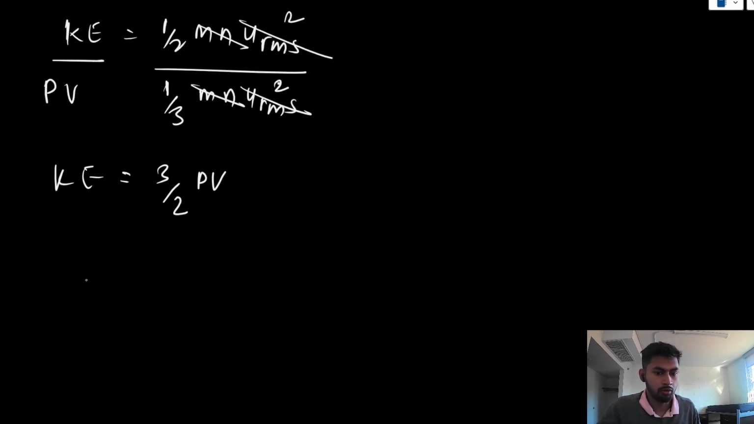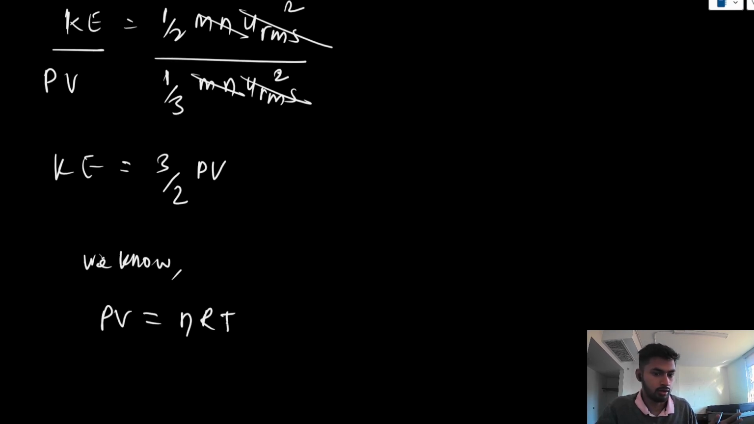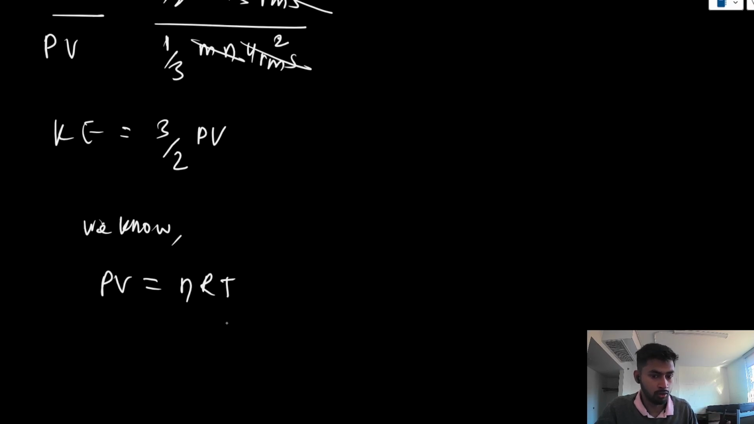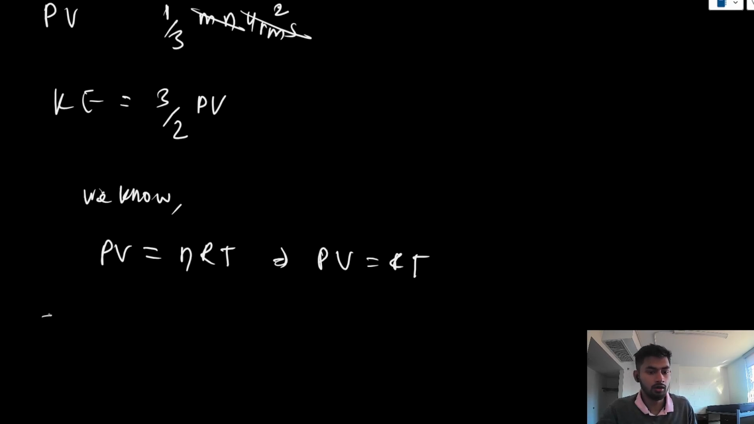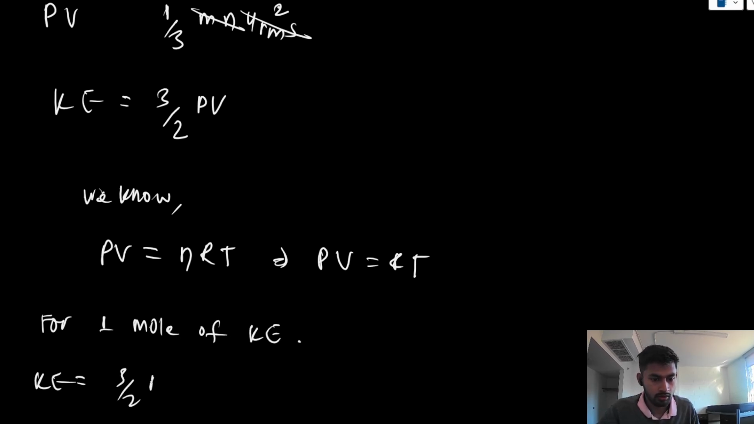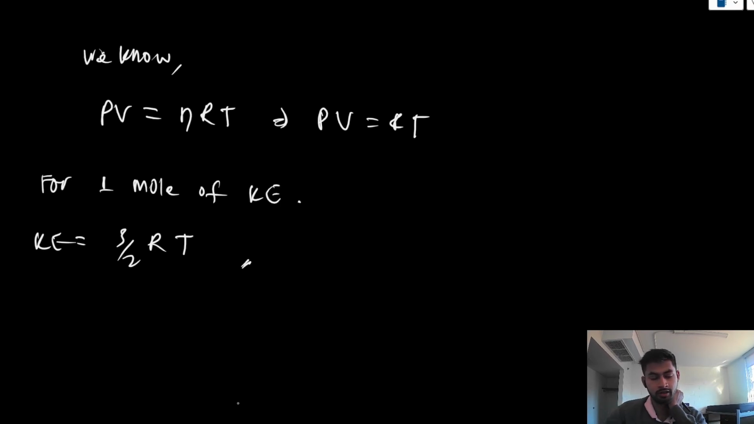Now, we know that PV equals nRT. For 1 mole of gas, it will be PV equals RT, which means kinetic energy for 1 mole would be 3/2 R times T.